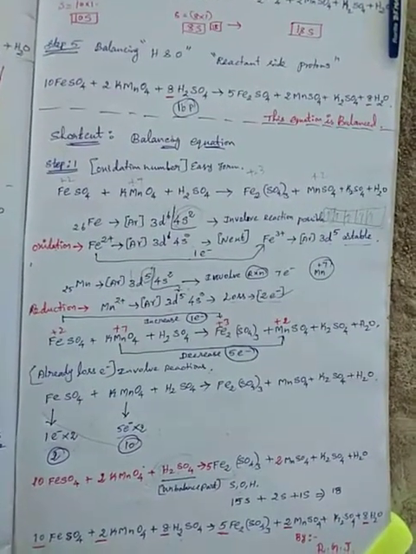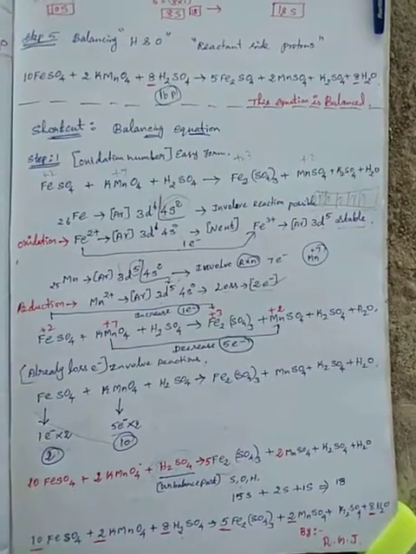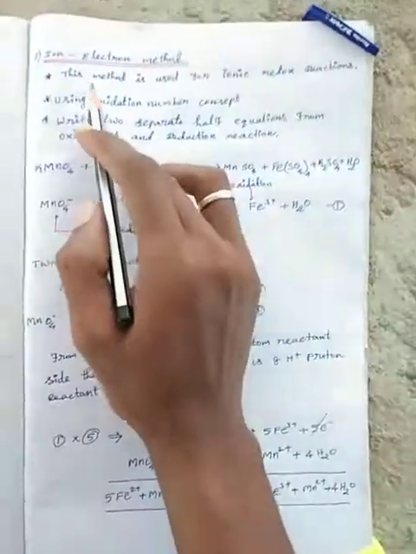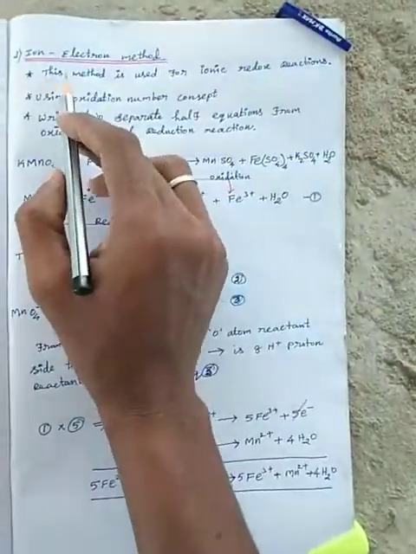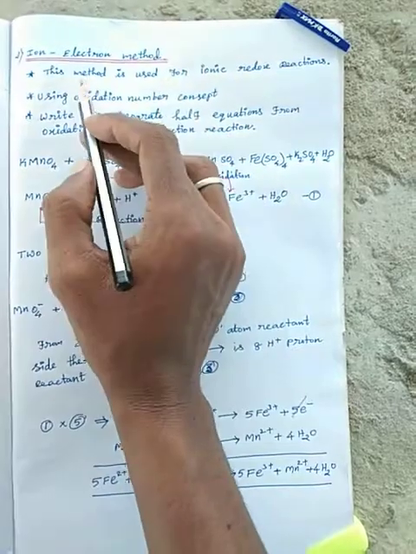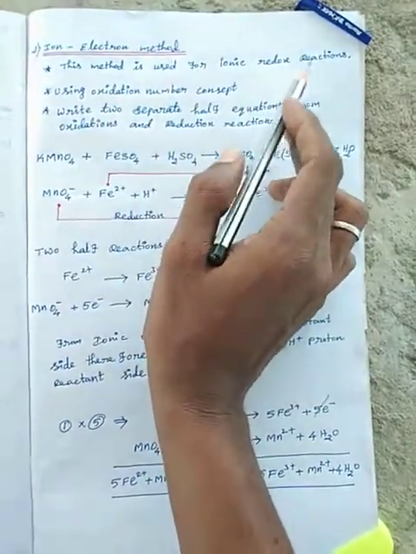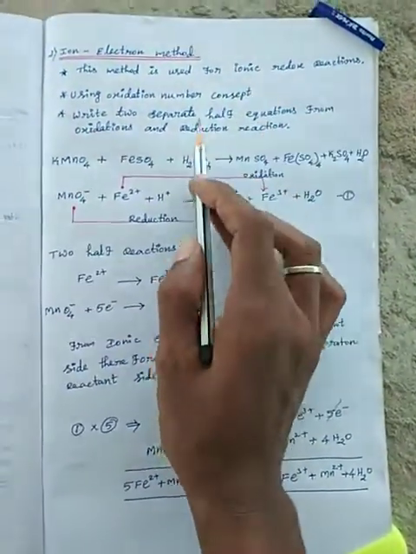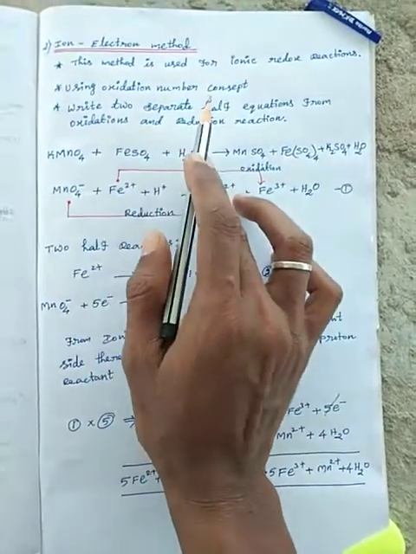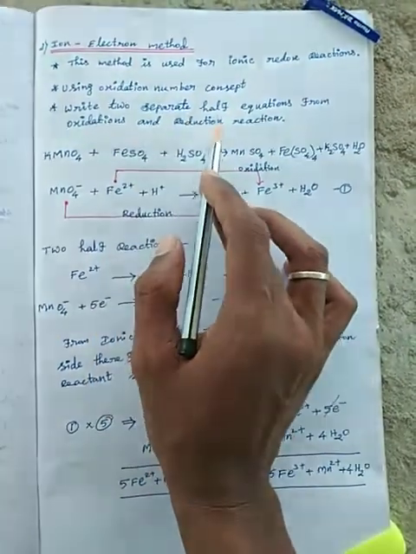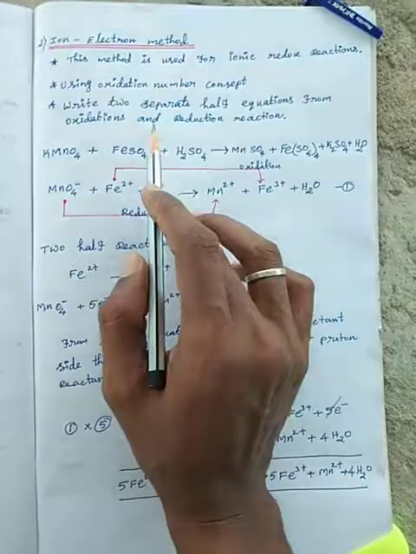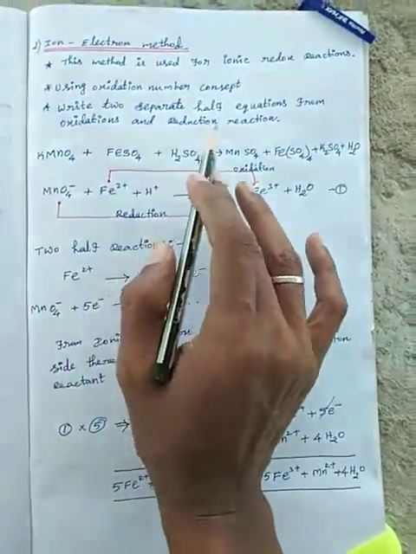So next we discuss the ion electron method. This method is used for ionic redox reactions; find out oxidation and reduction in the same way. Using the oxidation number concept, write the separate half reactions: the oxidation reaction separately and the reduction reaction separately.